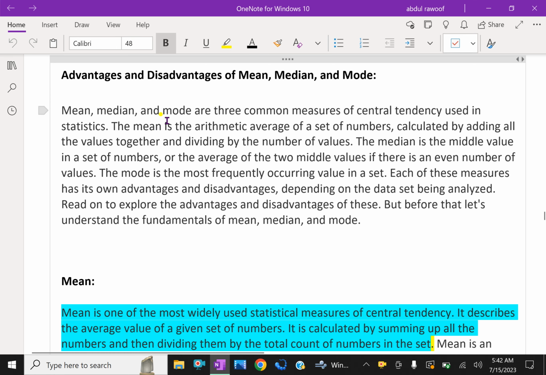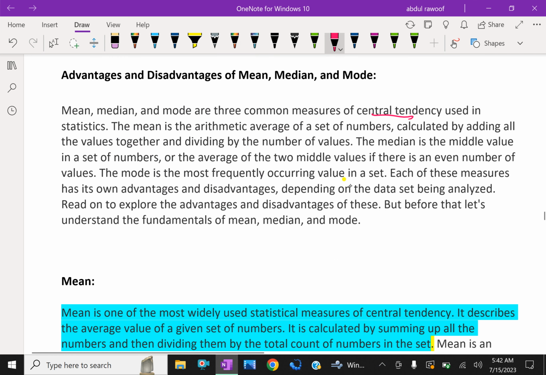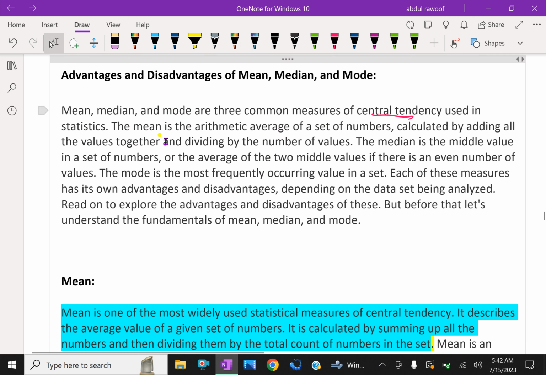Advantages and disadvantages of mean, median, mode. First of all, we'll discuss what mean, median, and mode are in short. Mean, median, and mode are three common measures of central tendency used in statistics. The mean is the arithmetic average of a set of numbers, calculated by adding all the values together and dividing by the number of values.